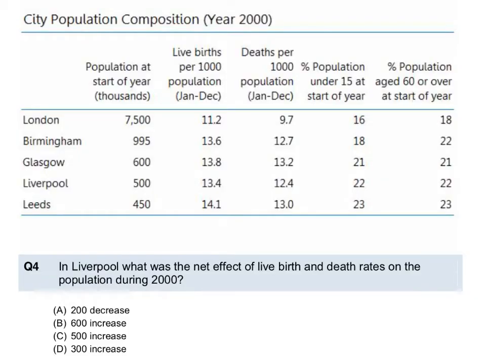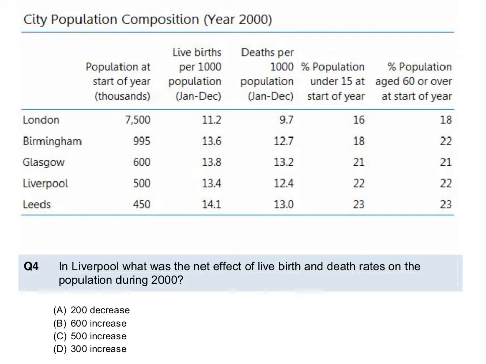So let's check out the options. Option A says 200 increase. Option B says 600 increase. Option C says 500 increase. And option D says 300 increase. The correct option is C, 500 increase.